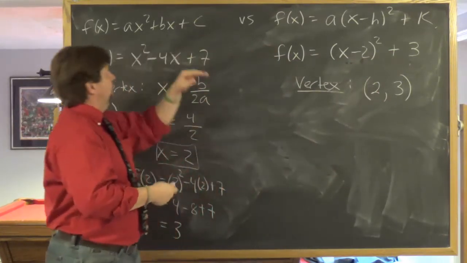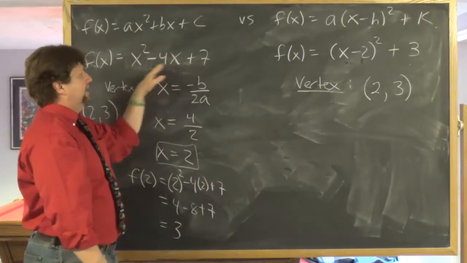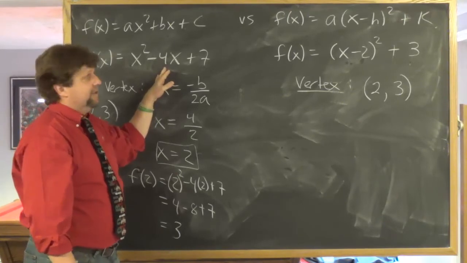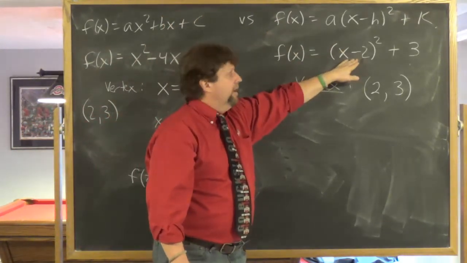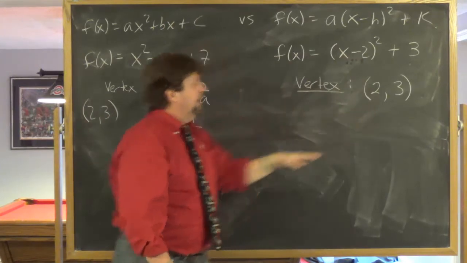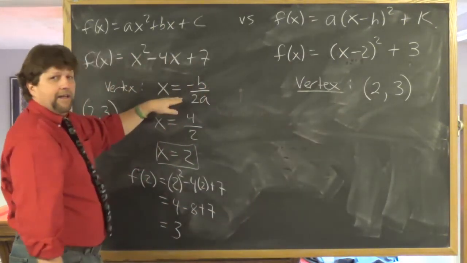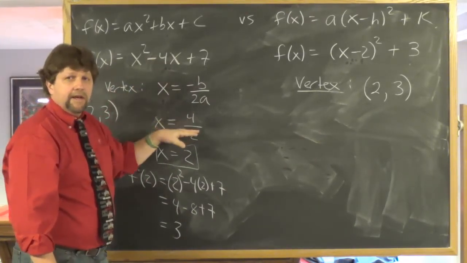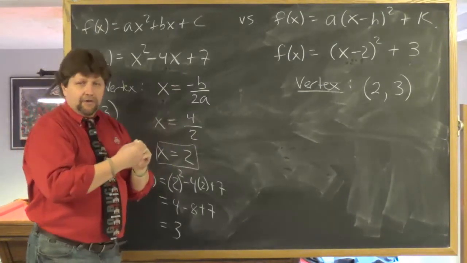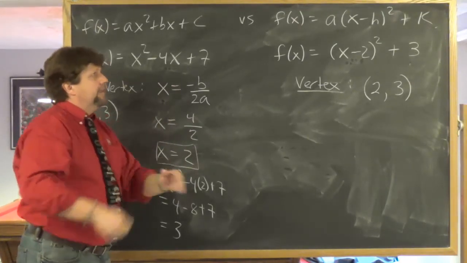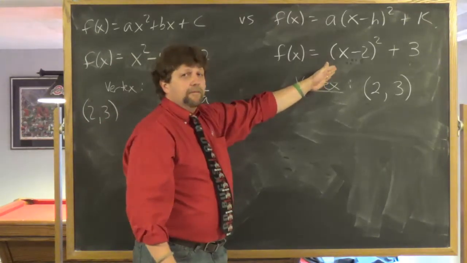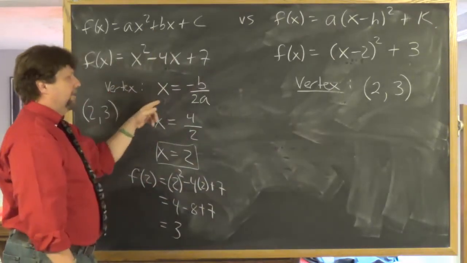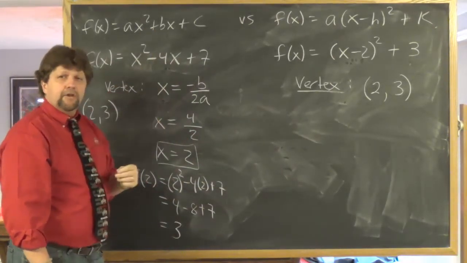I would not take this x squared minus 4x plus 7 and go through the process of completing the square to put it in this form so that I could then read the vertex. I have a method. I know how to get the vertex when it comes in this form. I know the formula for the x-coordinate of the vertex. So I just wanted to compare and contrast the two forms. Again, the benefit of this form, you immediately can read the vertex. This form, you have to use a little formula to get the x-coordinate of the vertex.